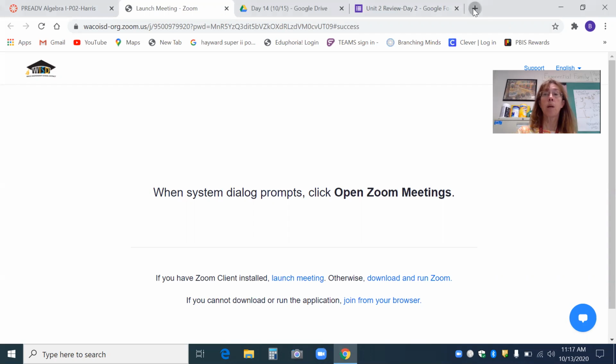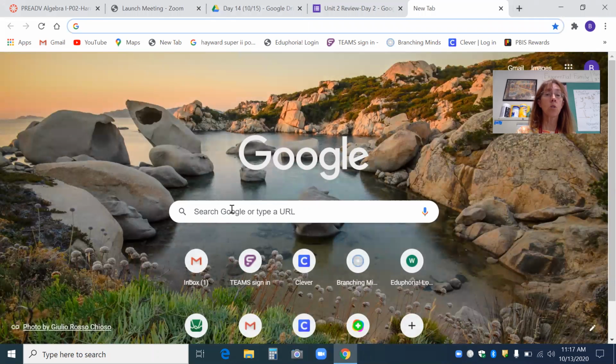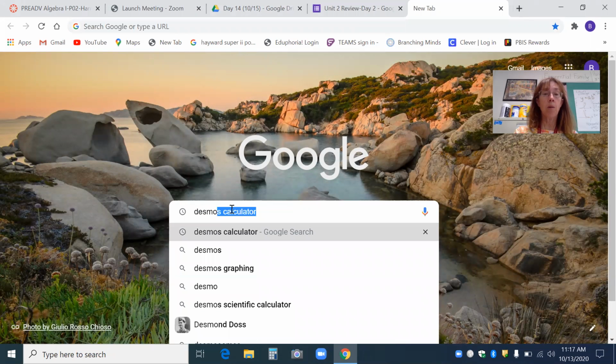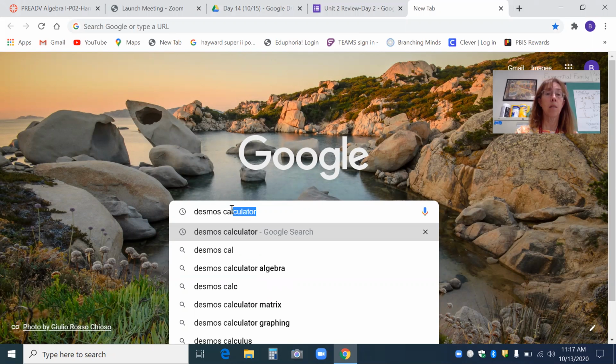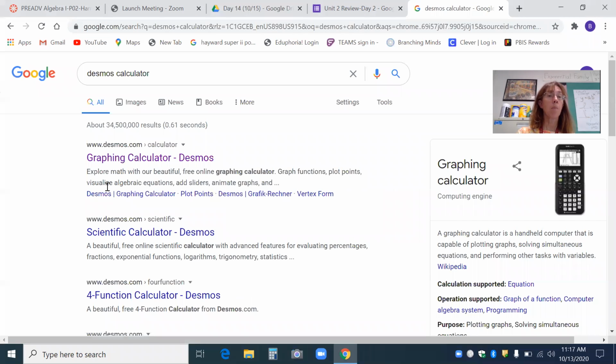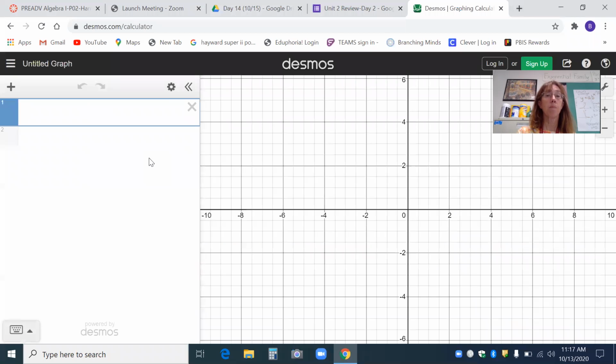So if you click on the little plus button up there for a new tab, you can search for Desmos, and you can just put in Desmos calculator. So you're doing a search for Desmos calculator. When it pops up, pick any one of these that says a graphing calculator with Desmos. You could do scientific, but you know we already have a scientific in yours. But here's this, it pops it up.